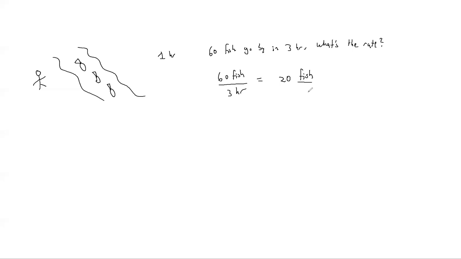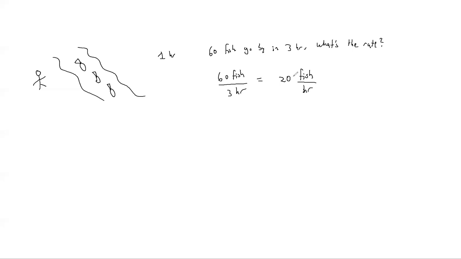Okay, so let's say I'm sitting and looking at a river and I'm counting the fish that go by. Let's say that I see 60 fish go by in 3 hours. I want to know what's the rate that I'm seeing fish. A rate is something per unit time, so I would have to do 60 fish over 3 hours, because I need that unit of time, hours, in the denominator. So I would get 20 fish per hour.